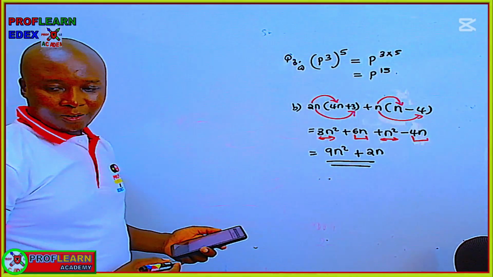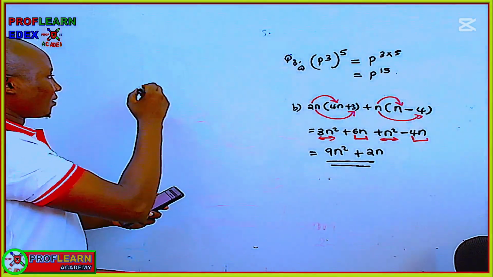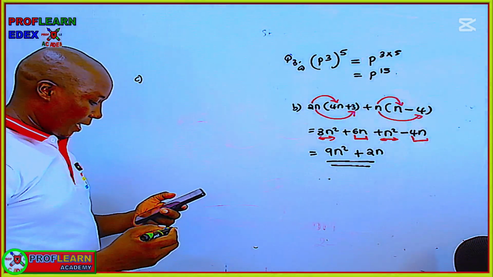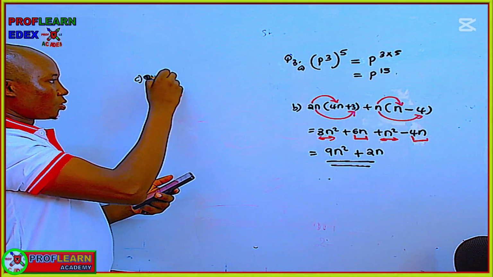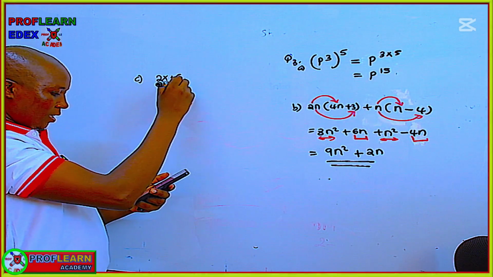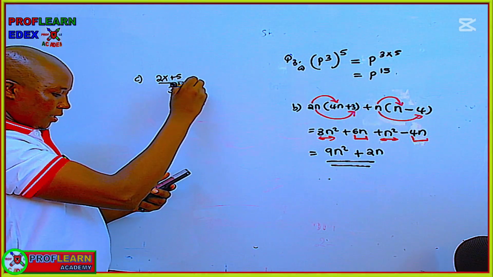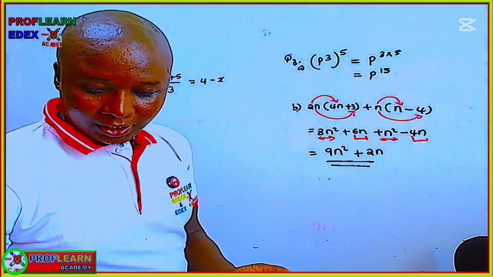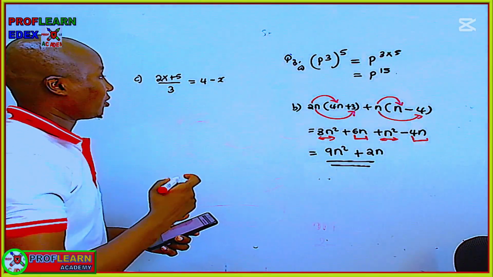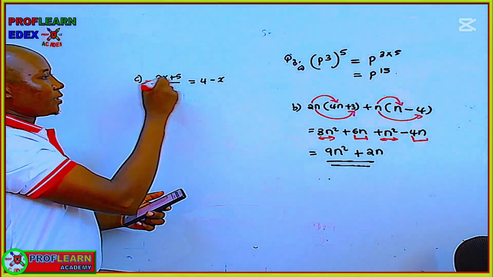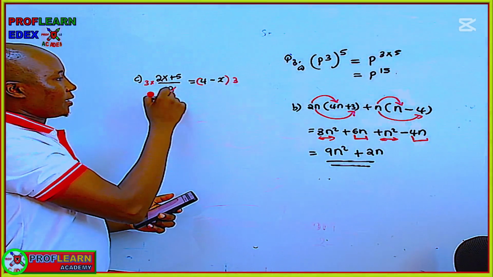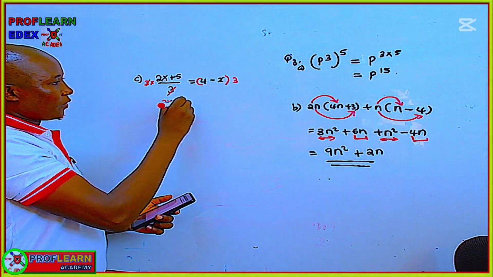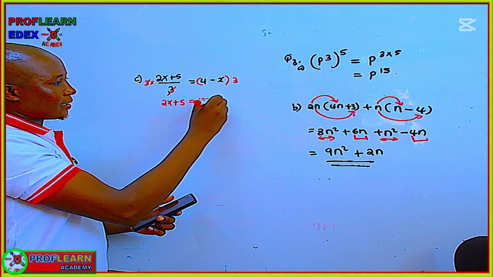Then part C of this question was about solving an equation, and the equation that you are to solve is 2x plus 5 divided by 3 is equals to 4 minus x. So whenever you have such kind of an equation, you are going to multiply by 3 here, so that this and this will cancel out. Then you are going to remain with 2x plus 5 is equals to 12 minus 3x.